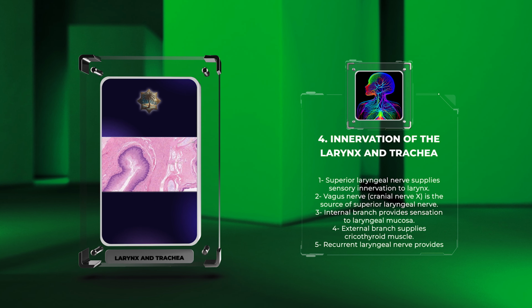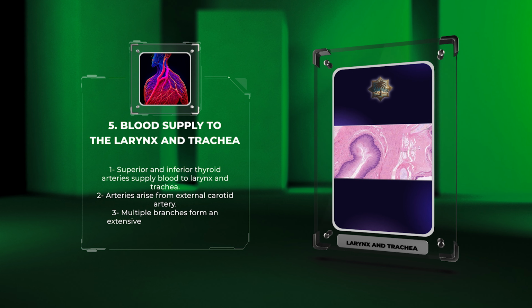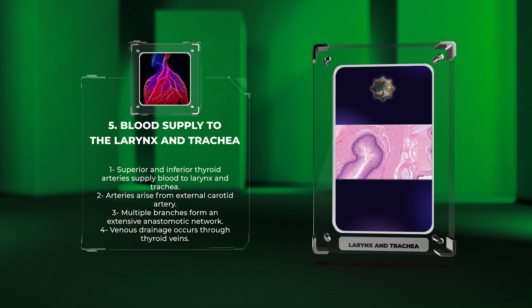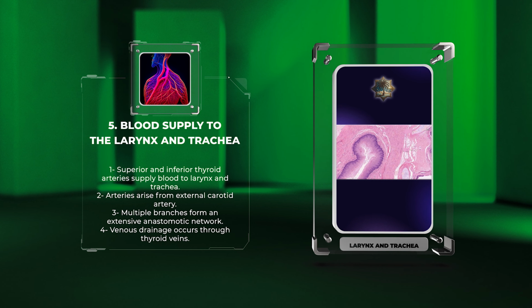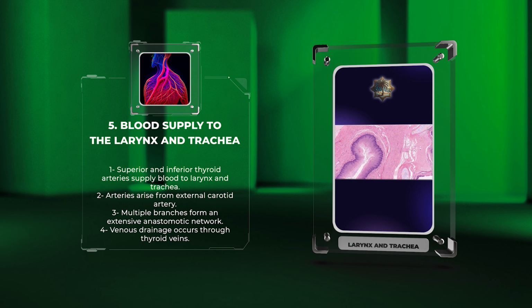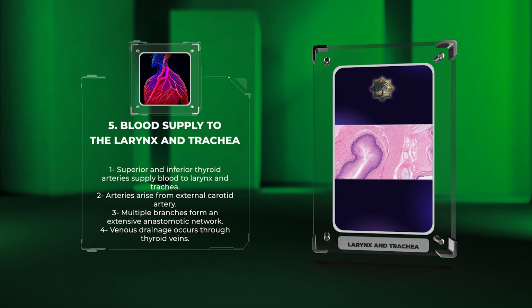The recurrent laryngeal nerve, another branch of the vagus nerve, provides motor innervation to the intrinsic muscles of the larynx responsible for phonation. The larynx and trachea receive their blood supply from the superior and inferior thyroid arteries, which arise from the external carotid artery. Multiple branches from these arteries form an extensive anastomotic network supplying the various tissues within the larynx and trachea. Venous drainage occurs through corresponding thyroid veins, ultimately draining into the internal jugular vein.